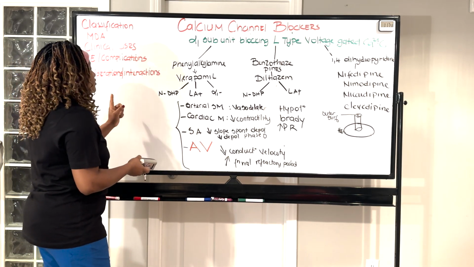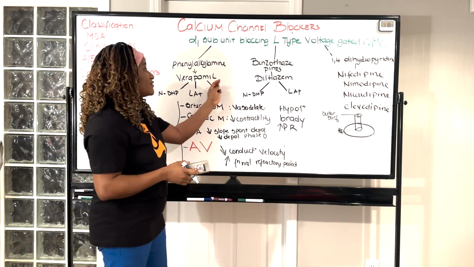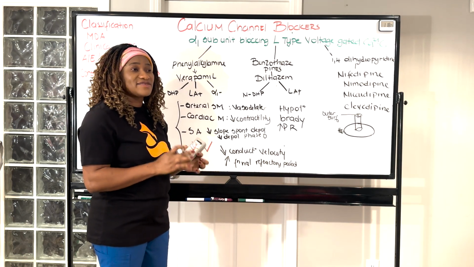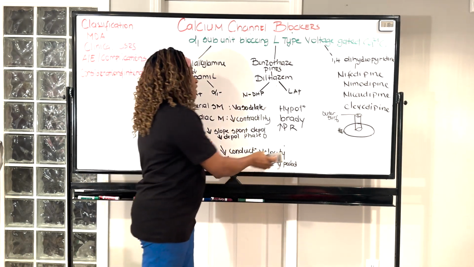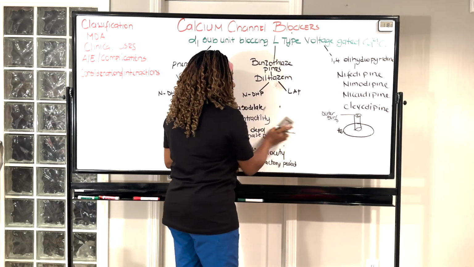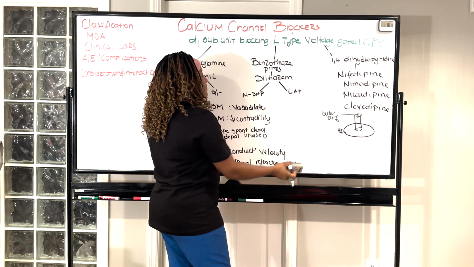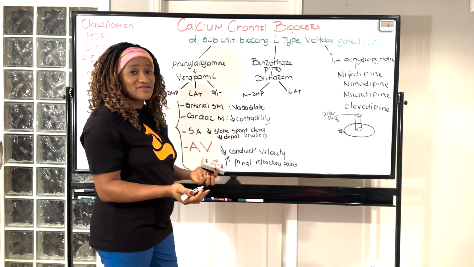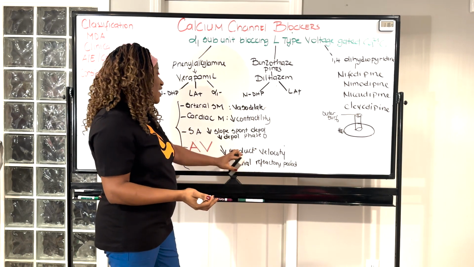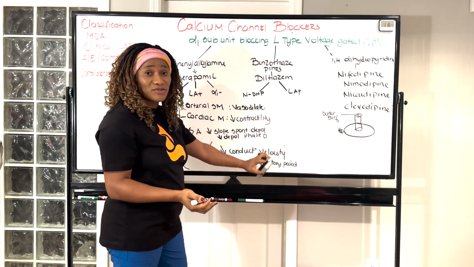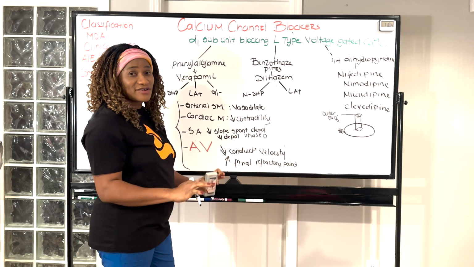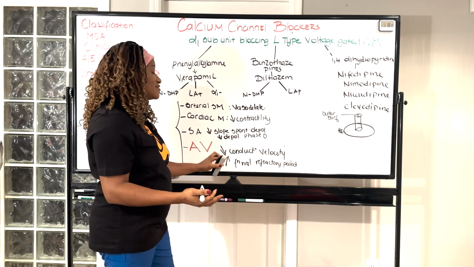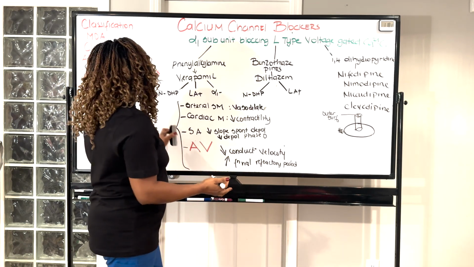Now, for considerations and interactions, you don't want to give the non-dihydropyridines to a patient that has severe systolic heart failure, because in severe systolic heart failure you have a decrease in your ejection fraction, and these drugs are negative inotropes and dromotropes, so they're going to further increase your systolic dysfunction. So you don't want to give them to those patients, so just be careful.